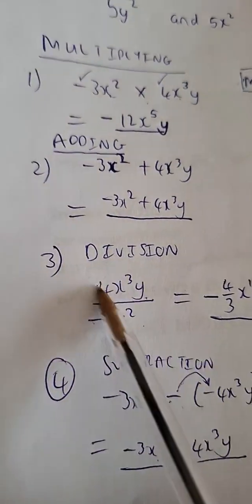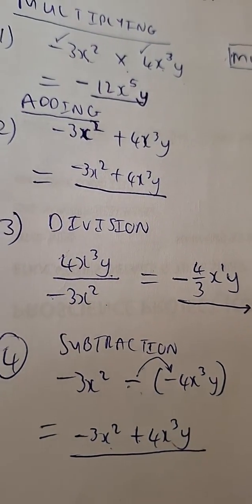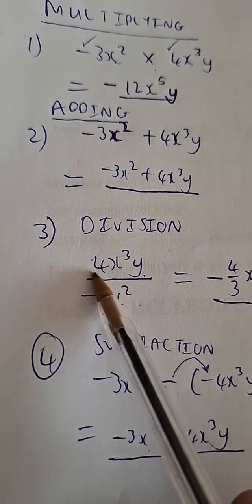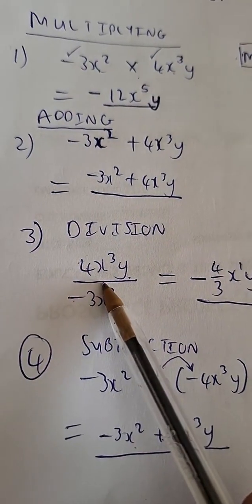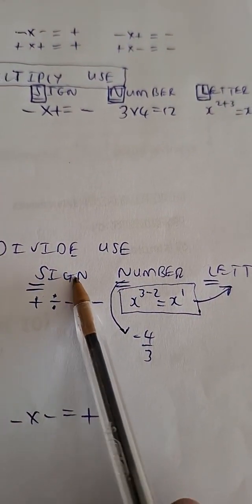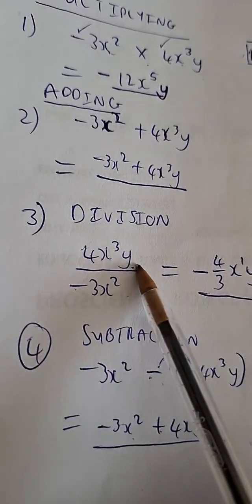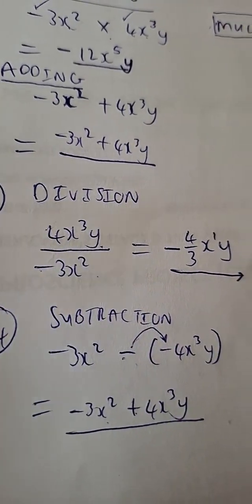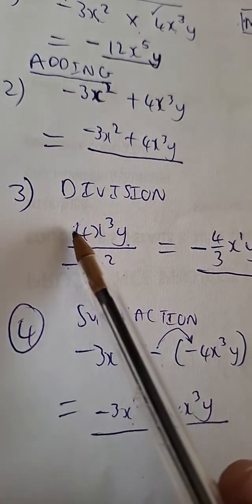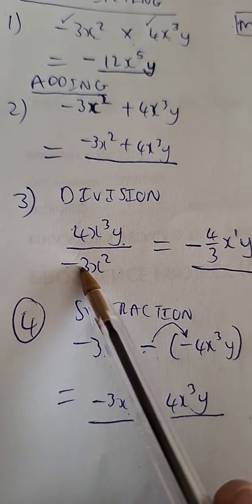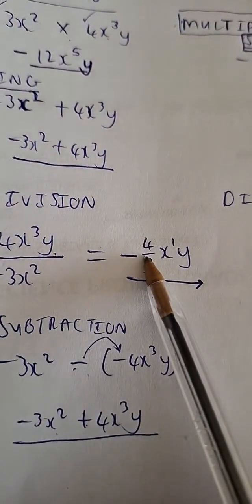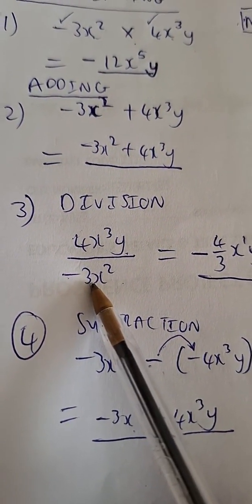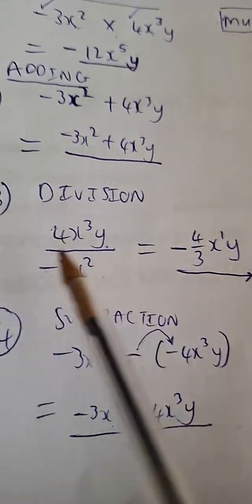Let's look at division. When we are dividing algebraic expressions, so here 4x cubed y, this line stands for divide. All right, so when we are dividing, we also divide using sign, number, letter. When we are dividing, especially if it's a monomial over a monomial, we must first consider the sign. So the top expression is positive and the bottom expression is negative. A positive divided by a negative gives us a negative sign. 4 divided by 3, all right, is still 4 over 3.